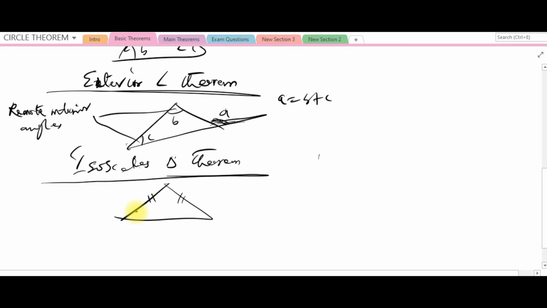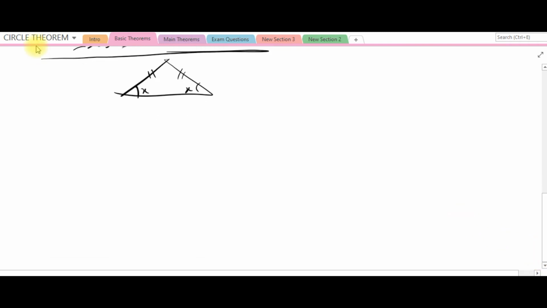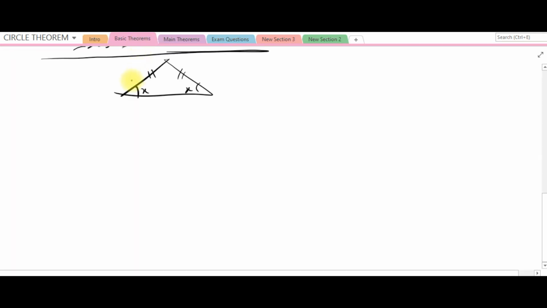So if you have x here, this should be x. So the base angles, they are the same. So that's our isosceles triangle theorem. So the next theorem is the radius tangent relationship. So this one is for a circle.